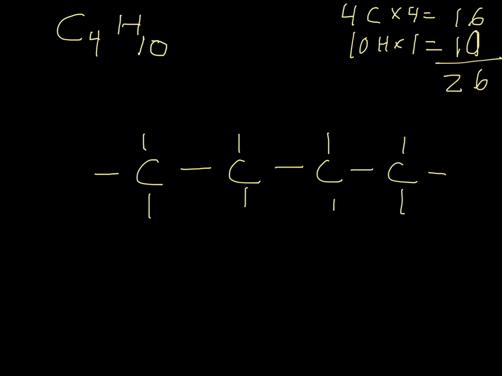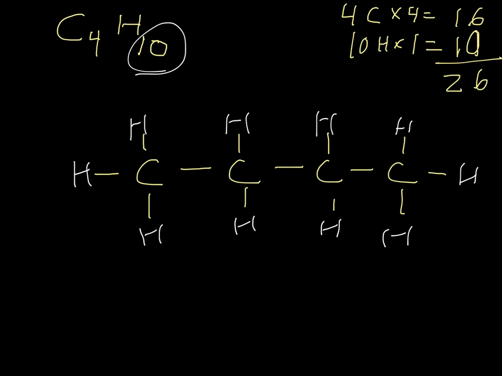Now can we fill all these bonds with hydrogen? 1, 2, 3, 4, 5, 6, 7, 8, 9, 10. Ta-da! So that's 10 hydrogens, which is the number we have in our problem. So now we need to count and see if our valence electron total is correct. 2, 4, 6, 8, 10, 12, 14, 16, 18, 20, 22, 24, 26, and yay, Dr. Kelly can count again. And there's your Lewis structure for butane.